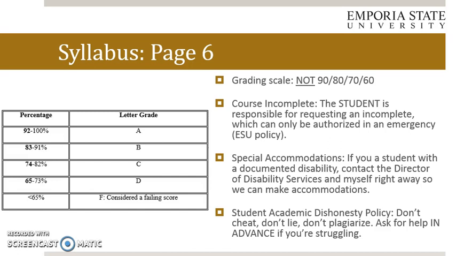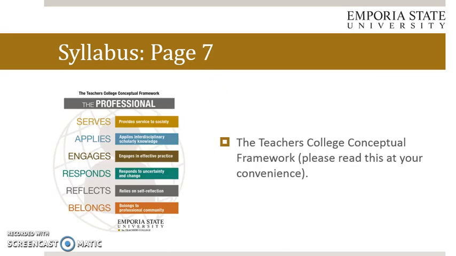Speaking of leaving class with an A, I do follow the Phase 1 grading scale here, which means that you need a 92% for a baseline A. The complete grading scale and information about taking a course incomplete, receiving special accommodations, and the academic dishonesty policy can be found on page 6 of the syllabus. The only information on page 7 is our Teachers College Conceptual Framework, which you can peruse in your free time.